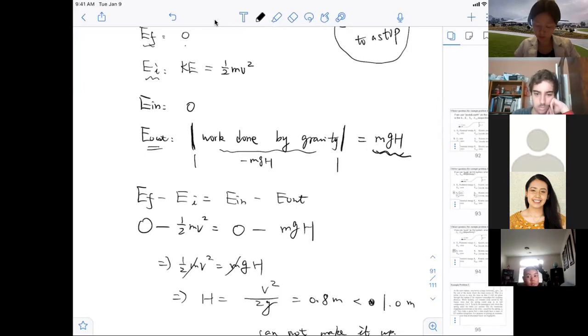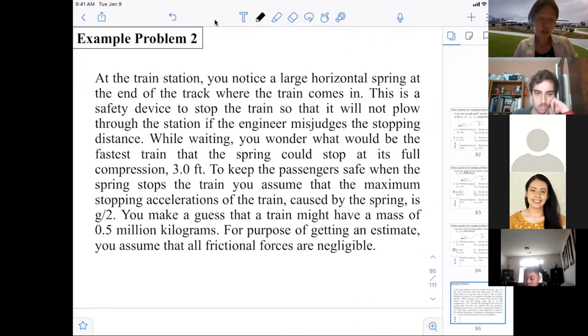You choose whatever system you want. Now, let's look at another problem. This one, we have the spring. So we haven't done the spring yet. So now let's do a spring problem. We will read the question together, okay?